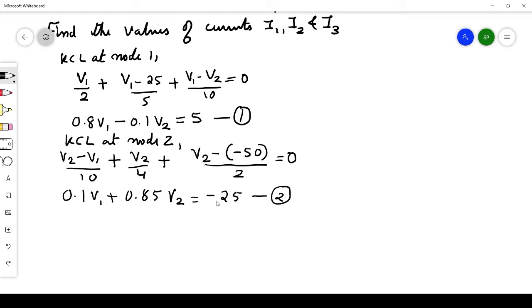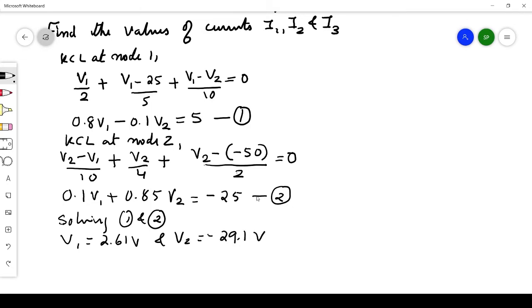Now we can solve equations 1 and 2, simultaneous equations with two unknowns V1 and V2, to find the values of V1 and V2. We find V1 is equal to 2.61 volt and V2 is equal to minus 29.1 volt. From this we are supposed to find the values of currents I1, I2 and I3.